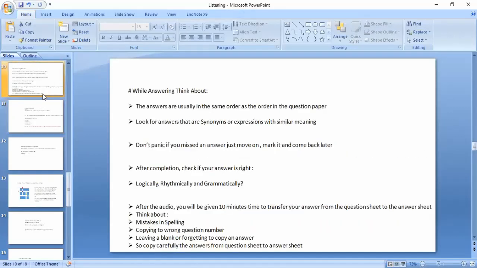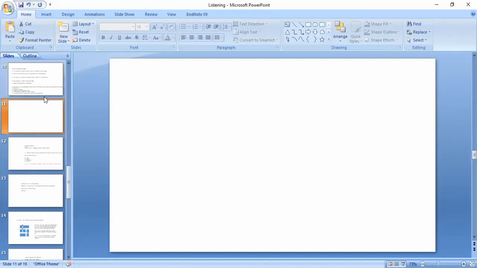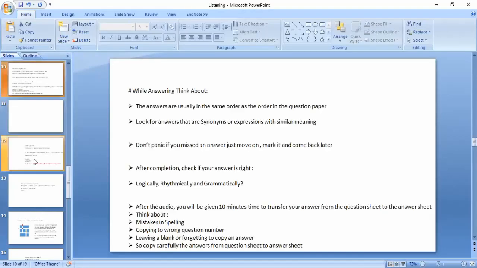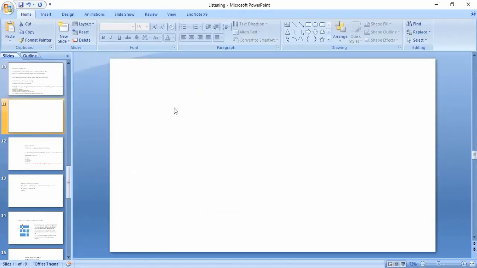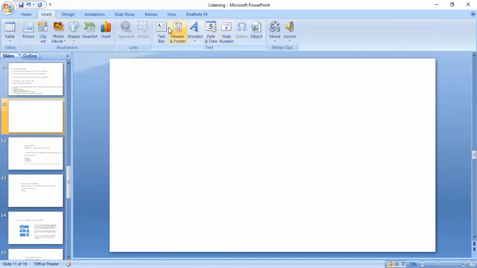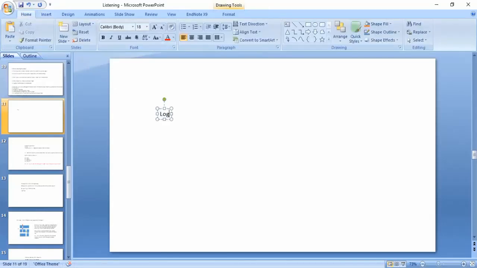think about something like this. Let me see, let's put some slide here. So what is being grammatically right, logically right, or rhythmically right? Being logically right, grammatically right, and rhythmically right is an important concept that we come across in the reading section as well. Logically right. So what does it mean to be logically right?